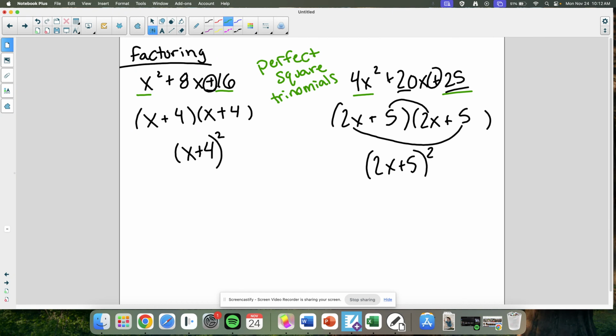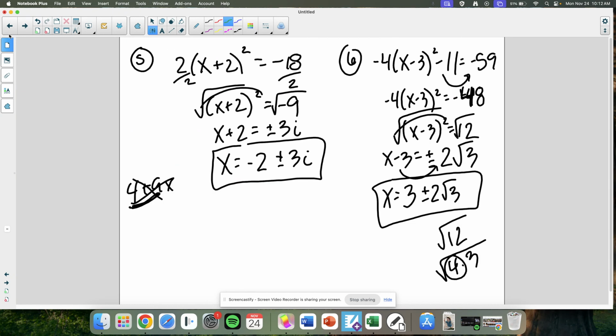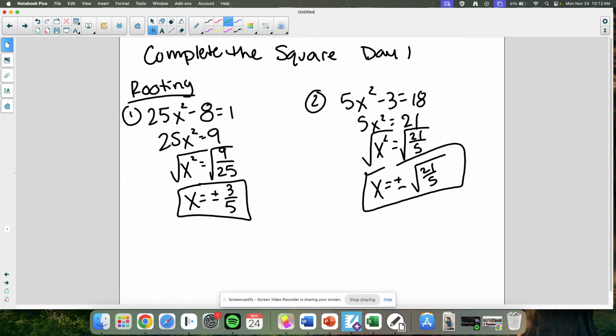If you go back to the rooting examples we just did, this 2x plus 5 squared, this x plus 4 squared, doesn't that look kind of like these? Like, do you see how it's the same setup? So what we are going to do when we go through completing the square, what completing the square really is, is we're forcing the rooting process.